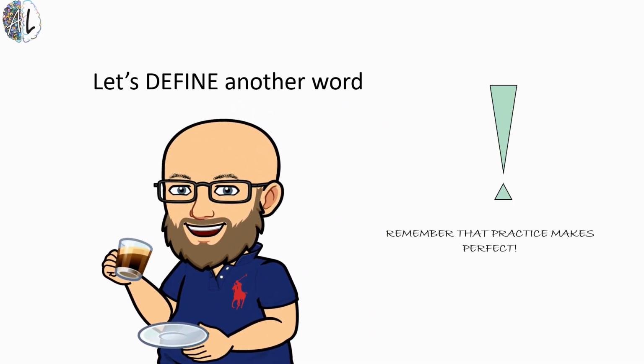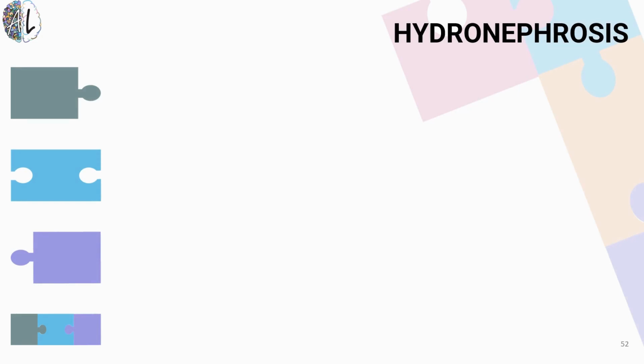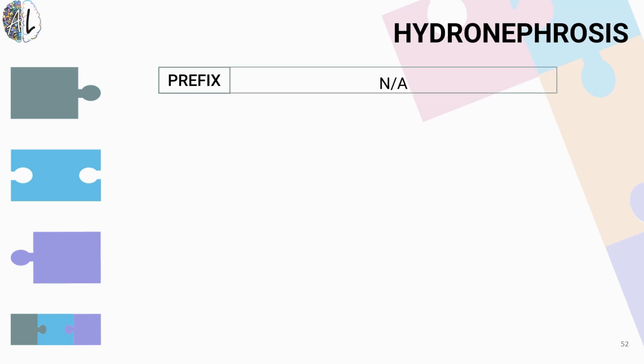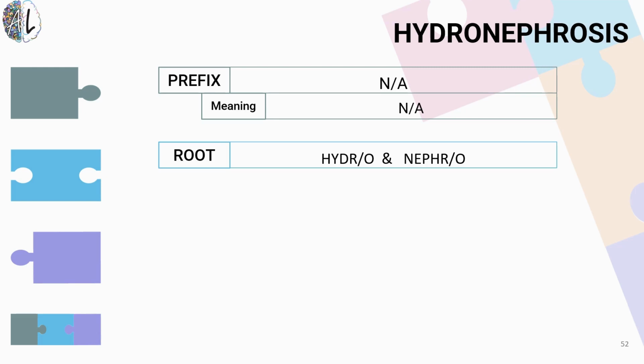Let's define another word. Remember that practice makes perfect. Hydronephrosis is the term. Hydronephrosis. Again, remember that that PH sounds like an F in pronunciation, so hydronephrosis. Hit pause if you need to, and then look for the answer. So in this case, there is no prefix. However, there are two root terms.